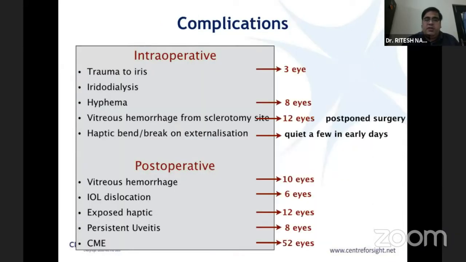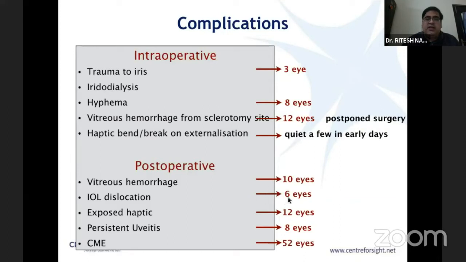And coming to the complications, the issues that we had, the common ones were vitreous hemorrhage from the sclerotomy site. It can happen initially at the start of surgery. We have had to postpone a few cases because of that, when the hemorrhage was in quite a bit, but you can see the numbers are very few. Haptic bend and break on externalization. Initial surgeries, quite a few happen, but once you get a hang of the surgery, the importance of grasping the tip, this becomes quite less often then.